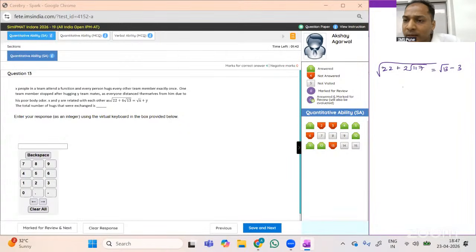Okay, sorry, there's a plus sign here. So root 13 plus 3. So my x is 13 and my y is 3. Great. So I have x and y.